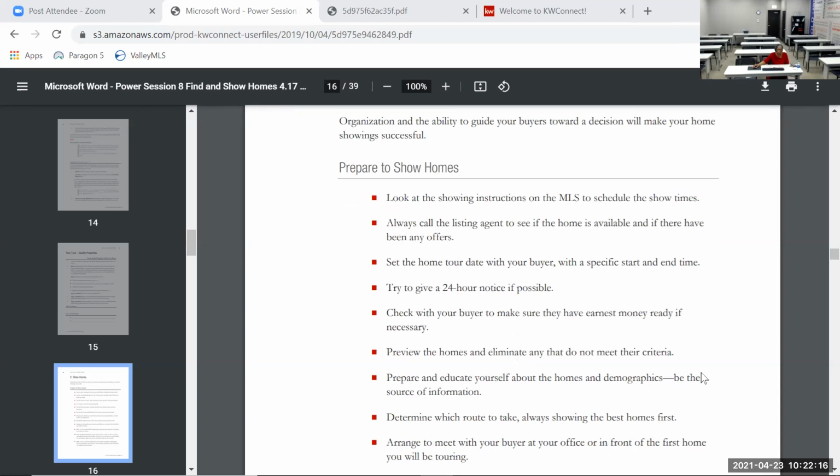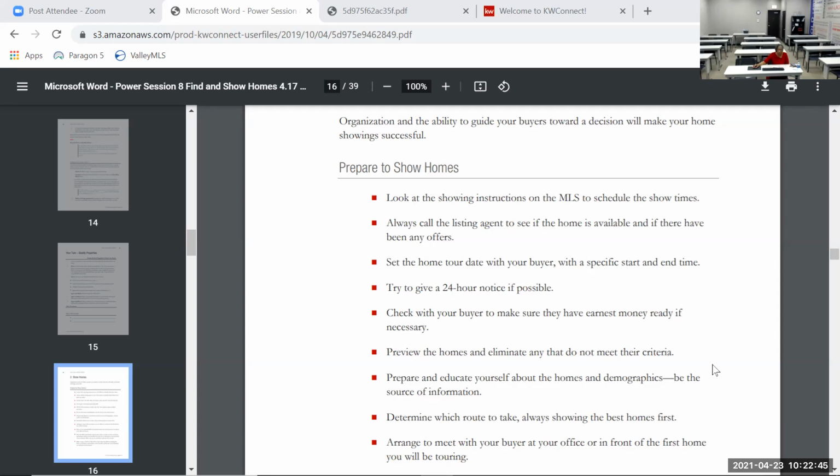Check with your buyer to make sure they have earnest money ready if necessary. If we see a home that you like today and you're ready to put in an offer, I already have your pre-approval letter because I'm going to get that at the buyer consultation, at the signing of the agreement. But are you ready with the earnest money? Do you have the funds? Because if your offer is accepted, that check that you write will be deposited. So are you ready now to make that offer?